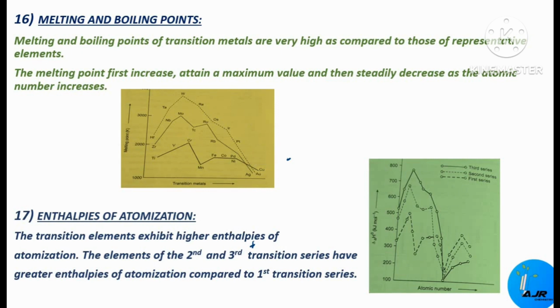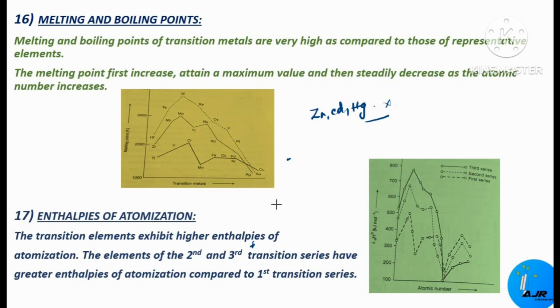Whereas in the case of zinc, then cadmium, then mercury, they have no unpaired electrons. This is why these metals are soft and they have low melting and boiling points. So mercury is a liquid at room temperature and has a melting point of 234 Kelvin.